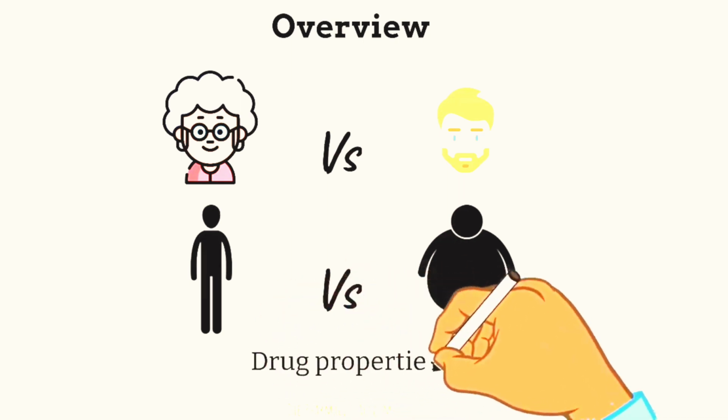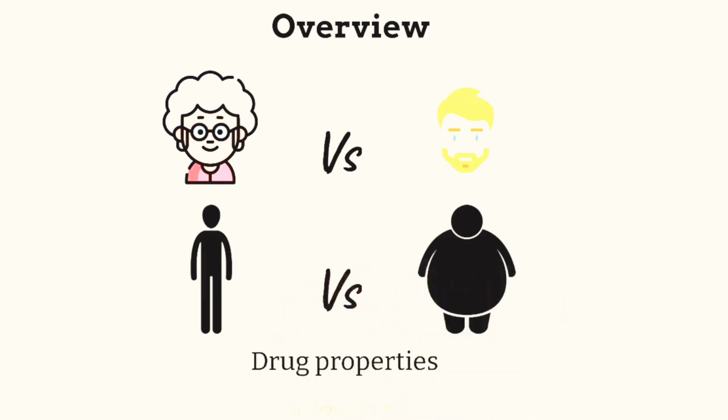Drugs also have properties that can impact the PK parameters. For example, a drug that's acidic may be absorbed faster in the stomach versus one that is basic. Keep these things in mind as we go through the different pharmacokinetic parameters, as these will come up.